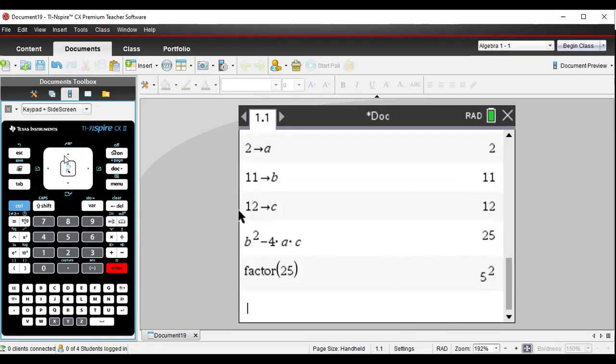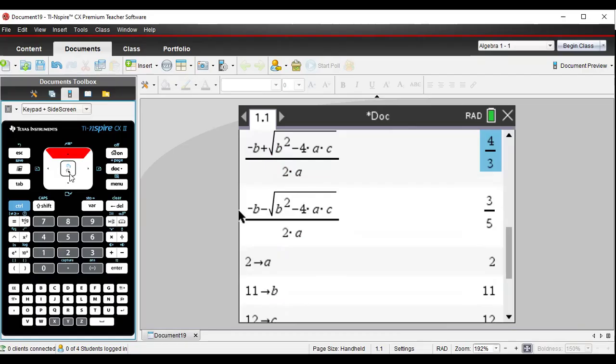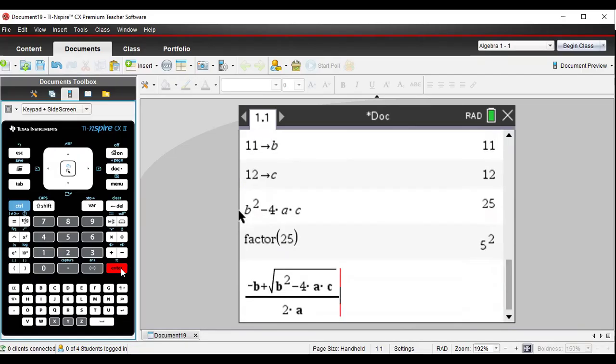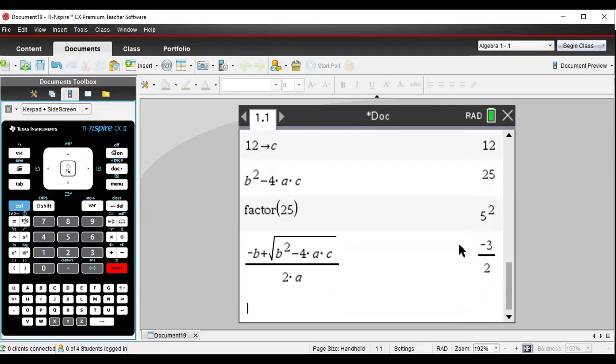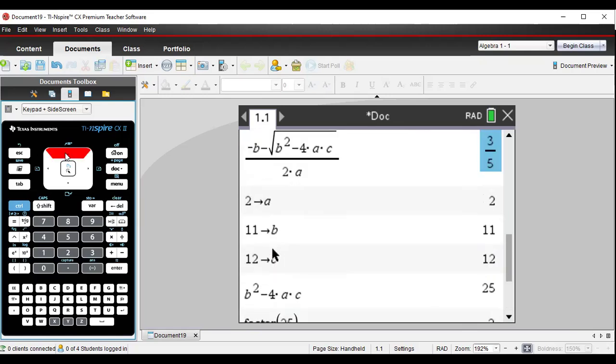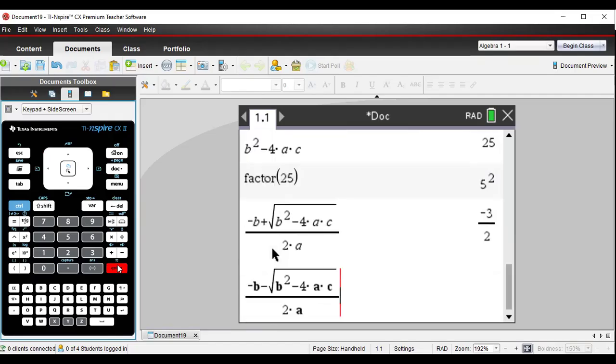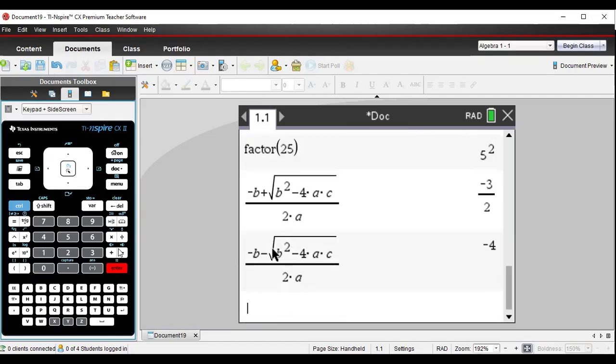So now all I have to do is, I know I'm going to have two rational roots, so I'm going to start with this one, press enter, and it's going to be -3/2. So let me write that down, -3/2. And then all I have to do is change it to a minus. I'm just going up here and copying it. All right. And that's the other one, -4.